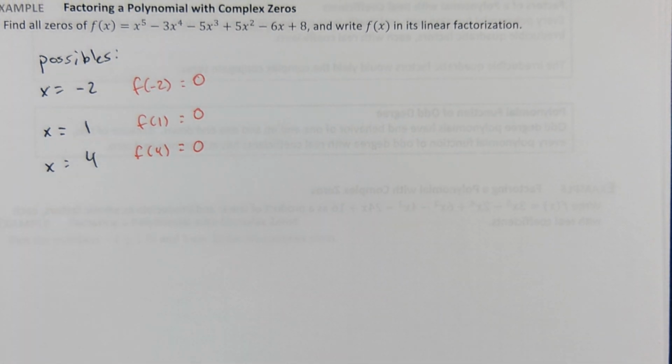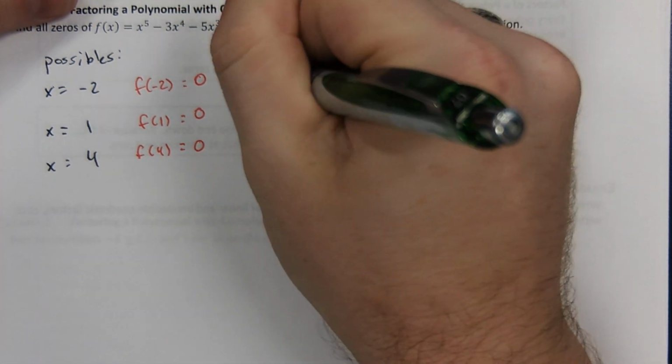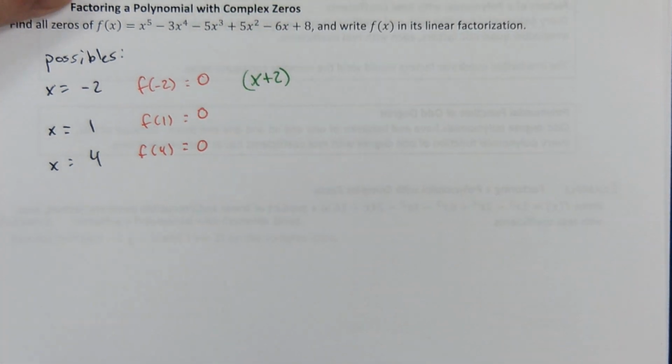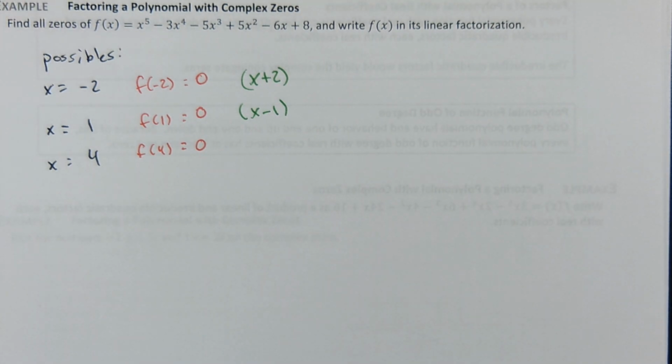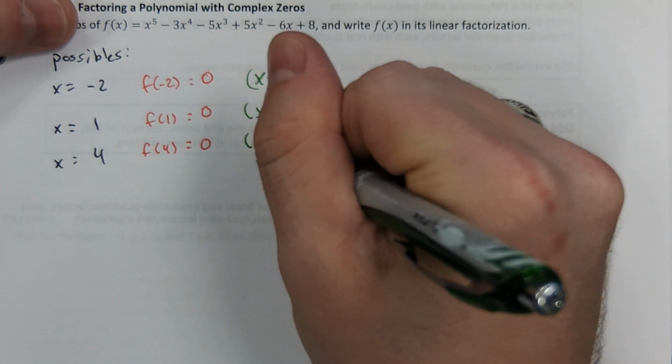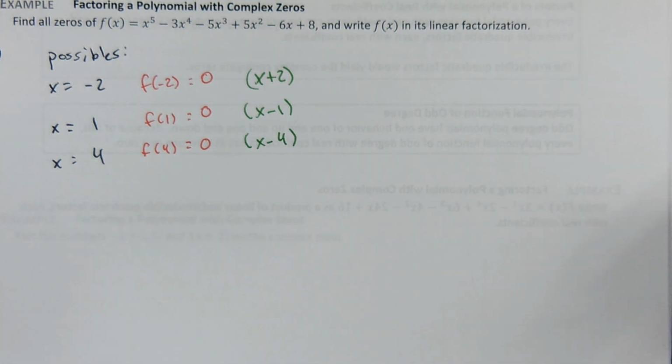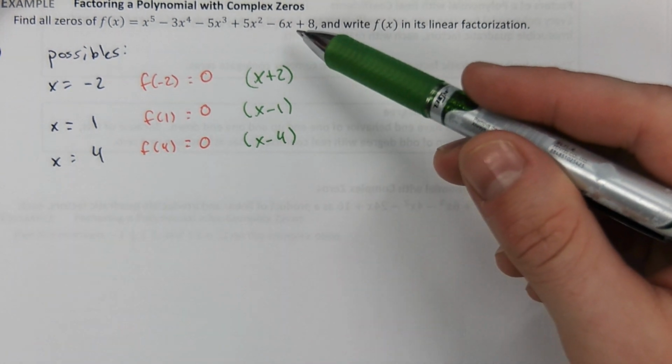We found 3 solutions. That means we found 3 factors of our 5th degree polynomial. Right now, we know that x plus 2 is a factor because x equals -2 is a solution. We know x minus 1 is a factor because x equals +1 is a solution. And we know x minus 4 is a factor because x equals +4 is a solution. These 3 factors would multiply to give us a cubic factor of this.